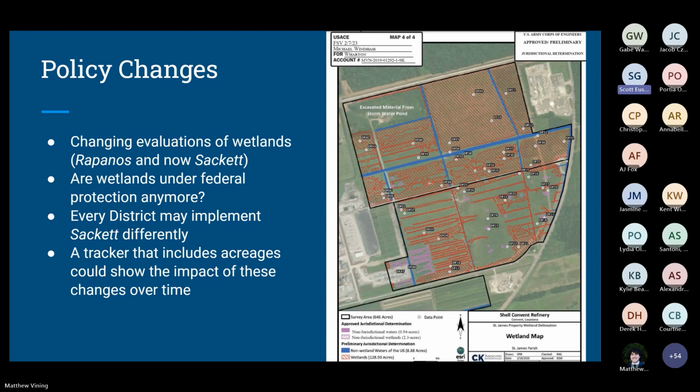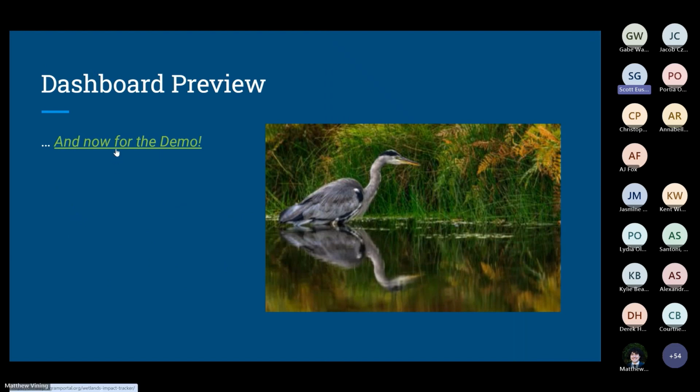But if this decision were made under the new decision, which is called Sackett, there might be less of the red area and more of the pink, if that makes any sense. But because our tracker, unlike the Corps' website, is tracking acreages, we should be able to get some insight into that. And district by district, there might be different ways that the Corps is implementing the decision. So it's important to have a tracker that can pull out the changes district by district. So with that, I think let's look at the tracker.